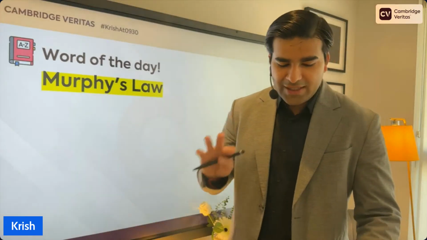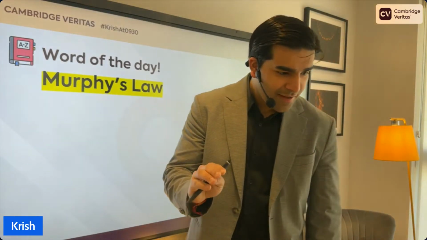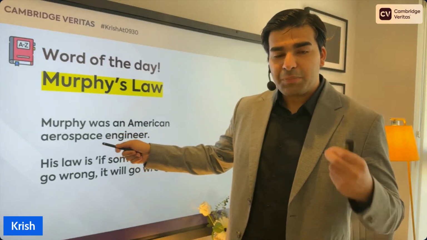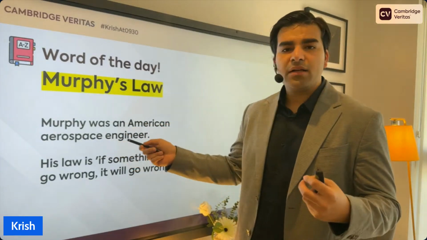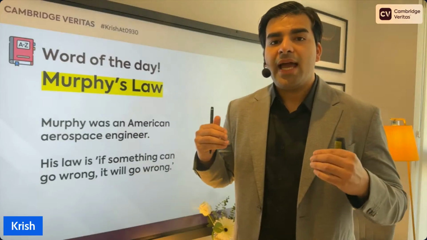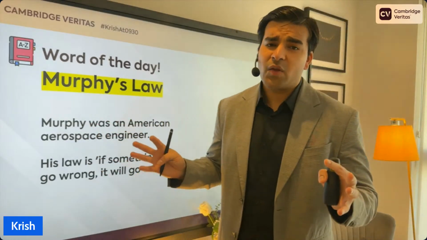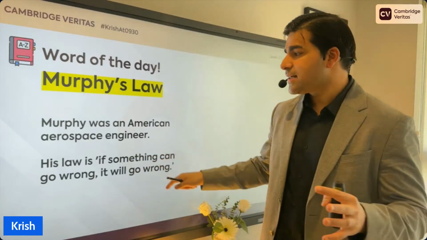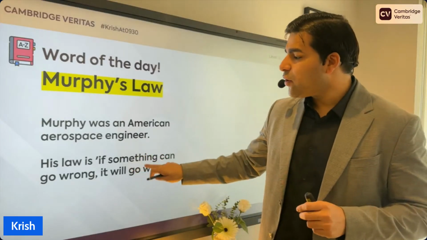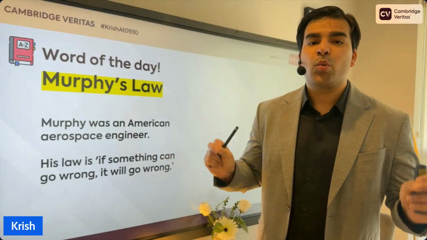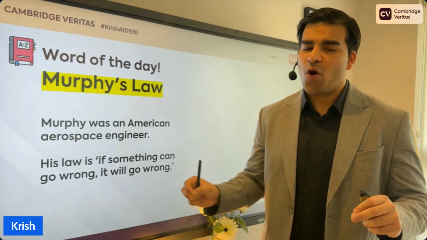All right. What is that? So let me give you a little bit of introduction. Murphy was actually a person. He was an American aerospace engineer, and he gave us a law. There are a lot of interesting things on the internet about it. You can read it later properly. So his law is, if something can go wrong, it will go wrong.